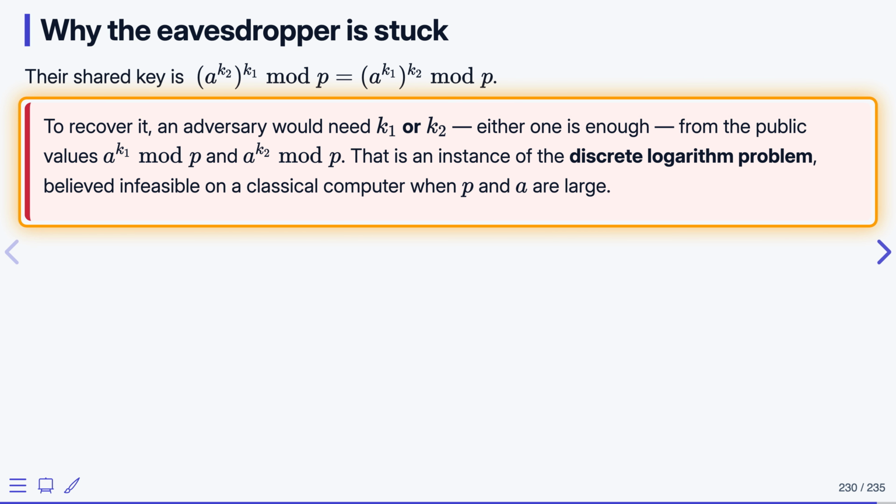Now why can the listener not copy this? The listener saw a to the k1 and a to the k2. To combine them, they would have to recover k1 or k2. Either one on its own would be enough, which is why the whole scheme rests on both of them staying out of reach. And going backward like that from a power to its exponent is exactly the discrete logarithm problem we met earlier. When p and r are large, nobody knows how to solve it, so the eavesdropper is stuck.